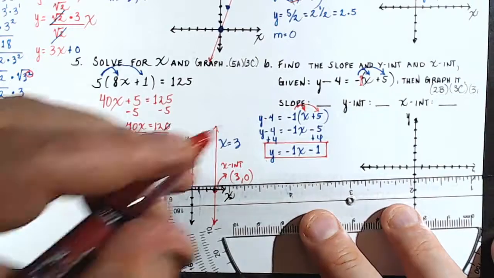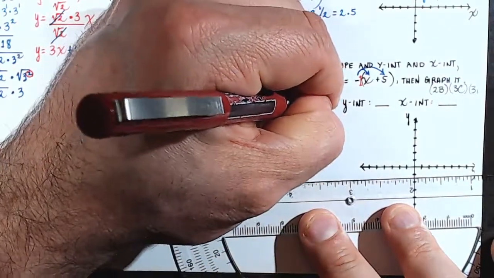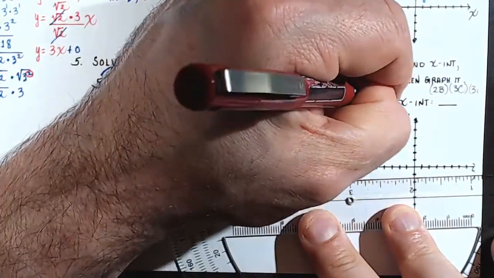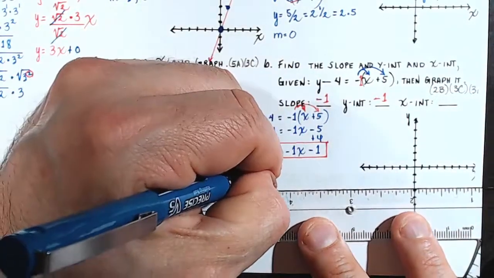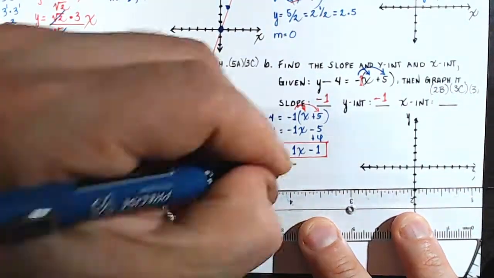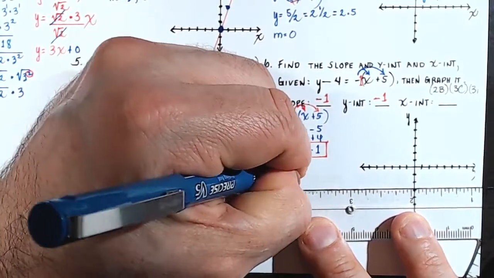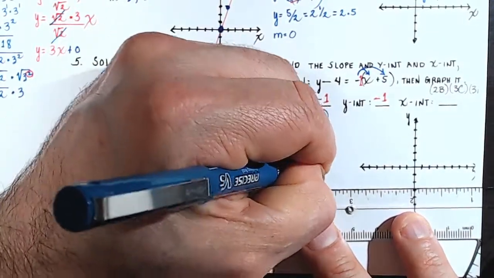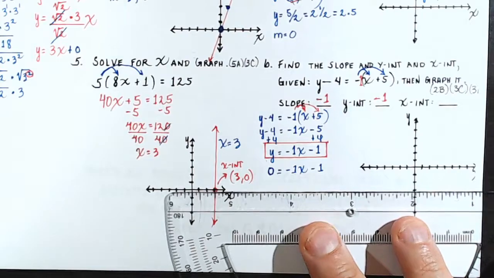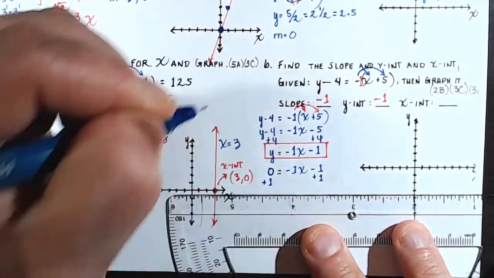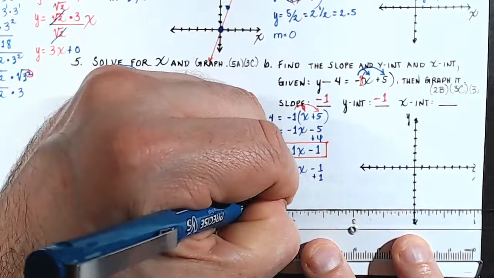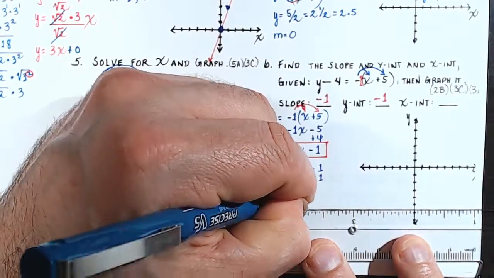Okay, so we know the slope is -1, and the y-intercept is also -1. It wants to know the x-intercept. Remember, to find the x-intercept, we just set y equal to 0, and then solve for x. We got to rewrite the whole thing like that. And now we solve for x by adding 1 to both sides. We have 1 equals -1x.